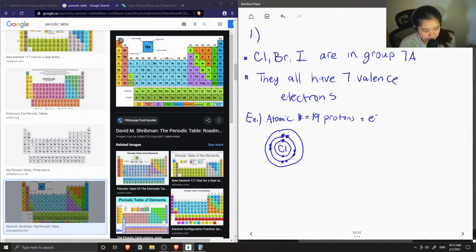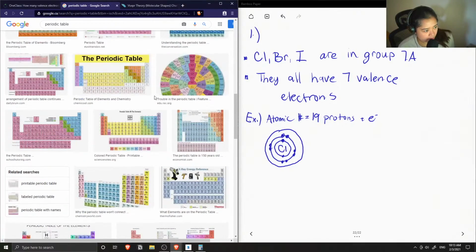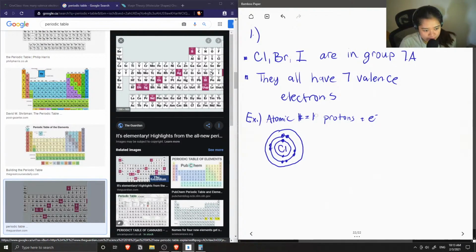And then, actually, I think its atomic number is 17. Yeah, so it's 17. That makes more sense. I think its atomic mass is 19. Okay, so now I have 10 out of the 17. So I need to draw in 7 more. And we have 7 valence electrons in this shell.